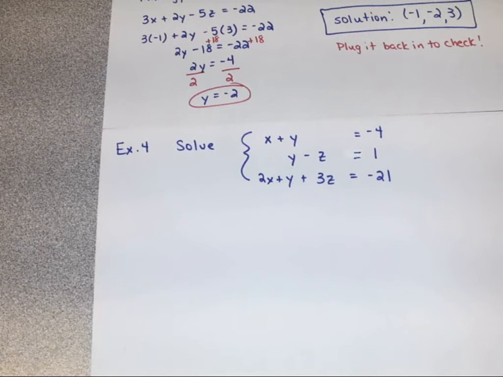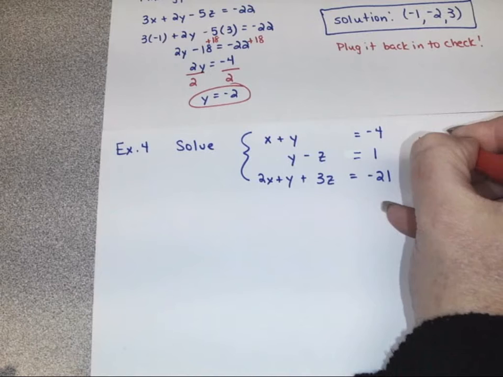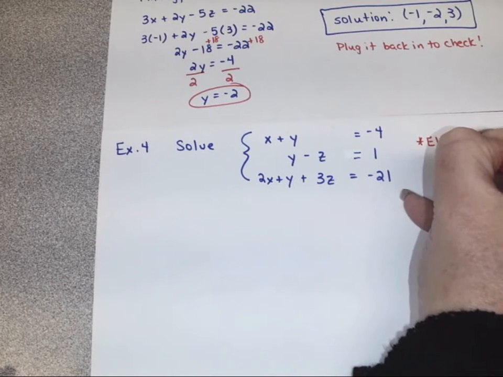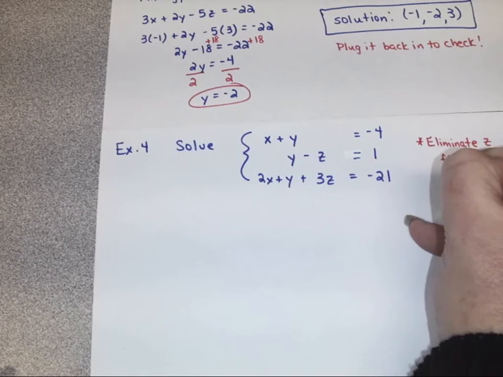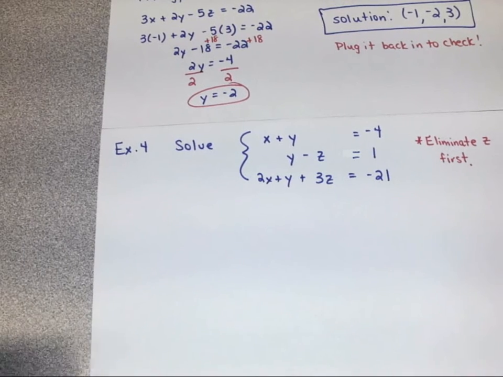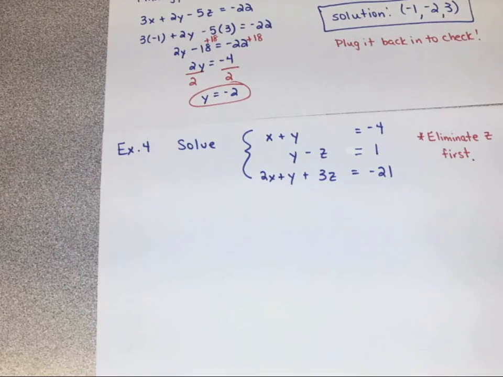So the first equation doesn't have a z, and the second equation doesn't have an x, okay? But we're not going to treat it any differently. We're still going to decide which variable we're going to get rid of first. So I'm going to eliminate z first. To be honest, it's because I already have an equation that z is gone for, okay? So that's why I'm going with that.